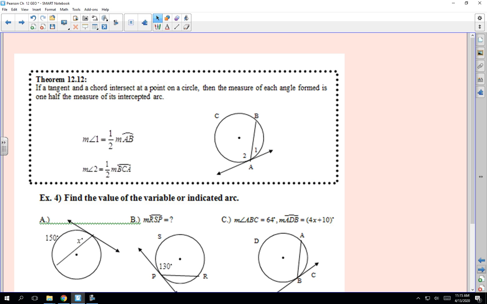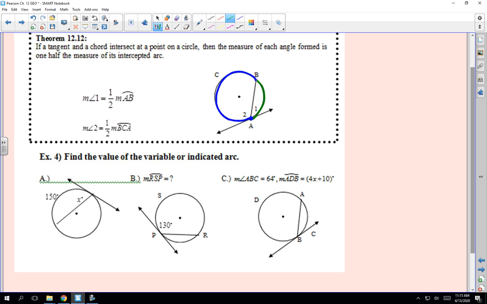All right, theorem 12.12 says if a tangent and a chord intersect at a point on a circle, that's this point right here, then the measures of each angle formed is 1/2 the measure of its intercepted arc. So it's kind of similar to our inscribed angle theorem. And so what it's saying is that measure of angle 1 is equal to 1/2 of measure of arc AB. So angle 1 is 1/2 of this green arc, and measure of angle 2 is 1/2 of that blue arc I just drew.